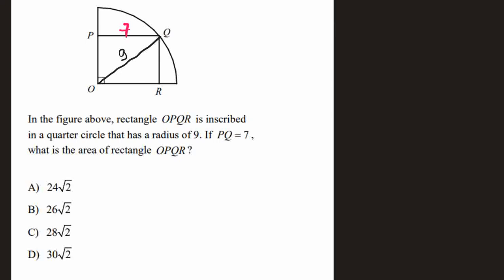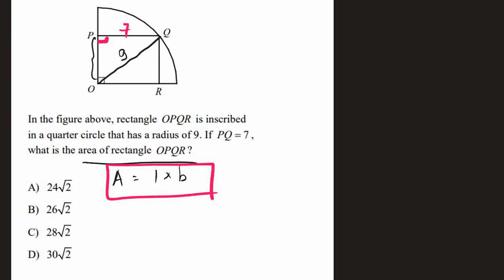OPQR? To do this question, we can use Pythagoras, because this is a right angle triangle here. We just have to find the side of PQ, because the area of rectangle OPQR is length times breadth. This is our formula. Now, how to get the other side? We have to use Pythagoras, so a square is b square plus c square.